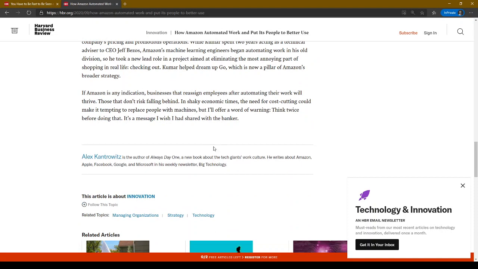If Amazon is any indication, businesses that reassign employees after automating their work will thrive. Those who don't risk falling behind. In shaky economic times, the need for cost cutting could make it tempting to replace people with machines. But I'll offer a word of warning. Think twice before doing that. It's a message I wish I had shared with the banker.